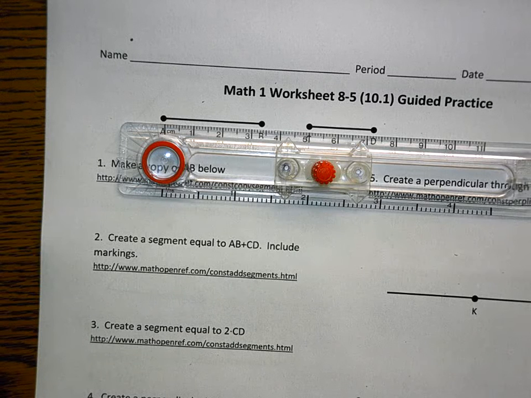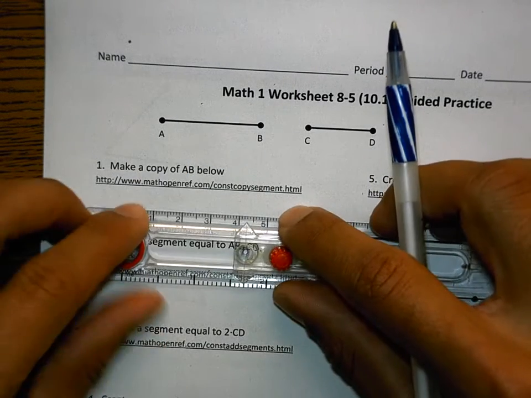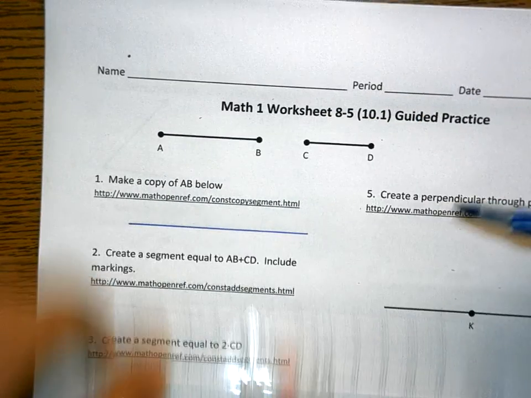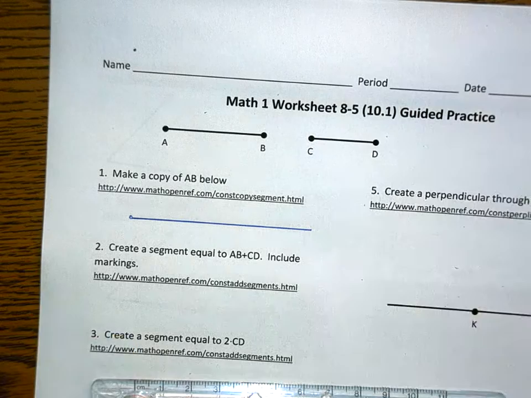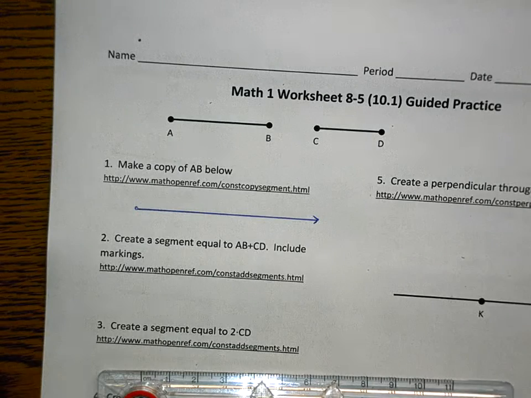So the very first step that we do when we measure something using a construction without measuring is we're going to have to sometimes draw a ray. Here's what I want you to do. Down here, we're going to draw a ray that is longer than AB. There's a ray for you. Step 1.